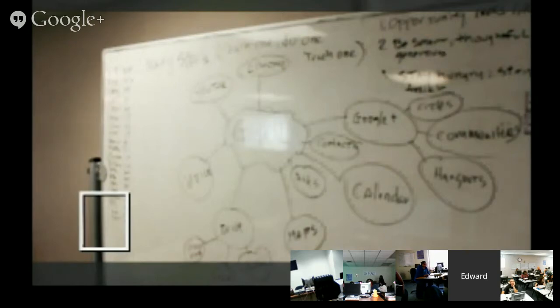What's next? Google Maps. Google Maps, enable that. What's next? Google Voice. Google Voice, enable that. Okay, what's next? Mark as read. Mark as read, enable that.